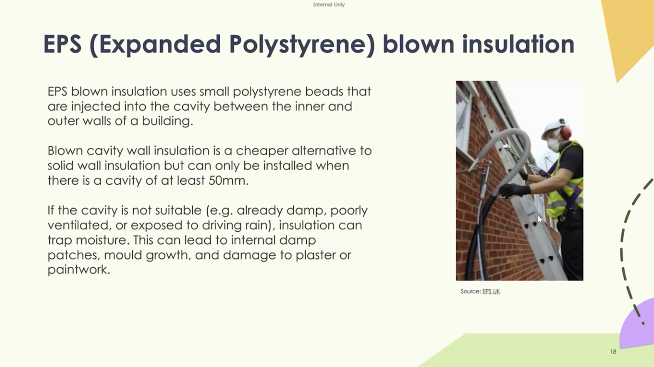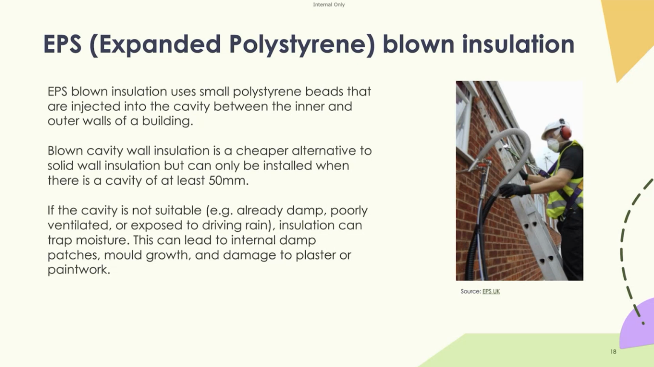But it doesn't always have to be an external wall insulation. It can also be used in blown insulation. Cavity wall construction was common in the UK from around the 1920s, but the cavities weren't always filled with insulation until around the 70s. So EPS blown insulation can be used, which uses small polystyrene beads that are injected into the cavity between the inner and outer walls of the building.